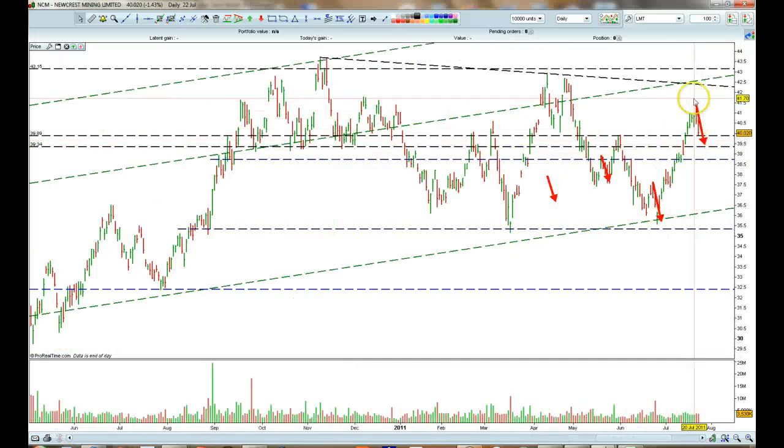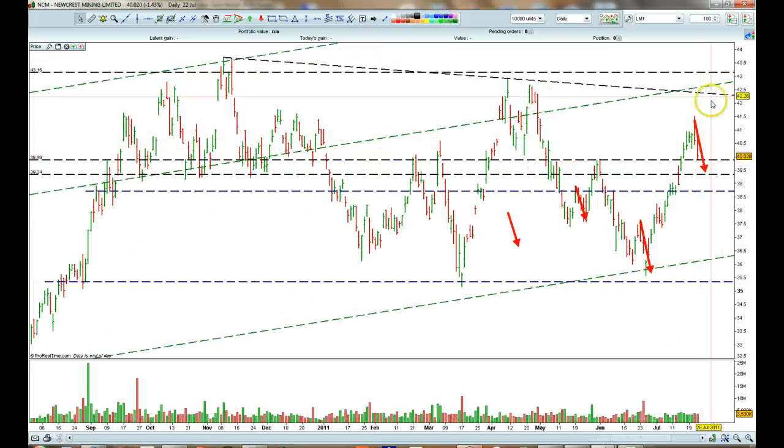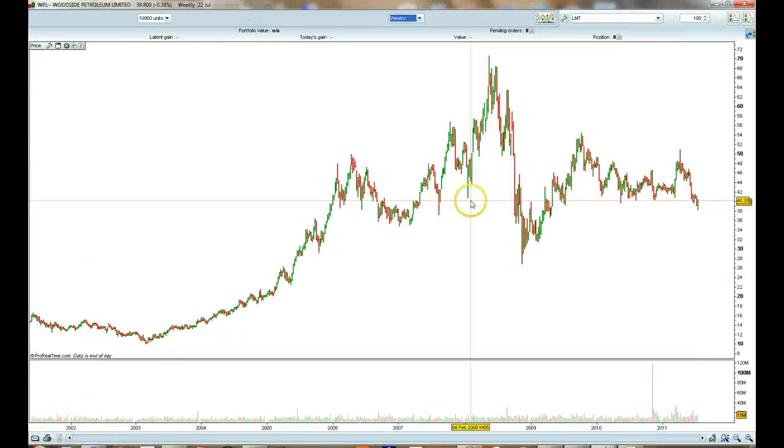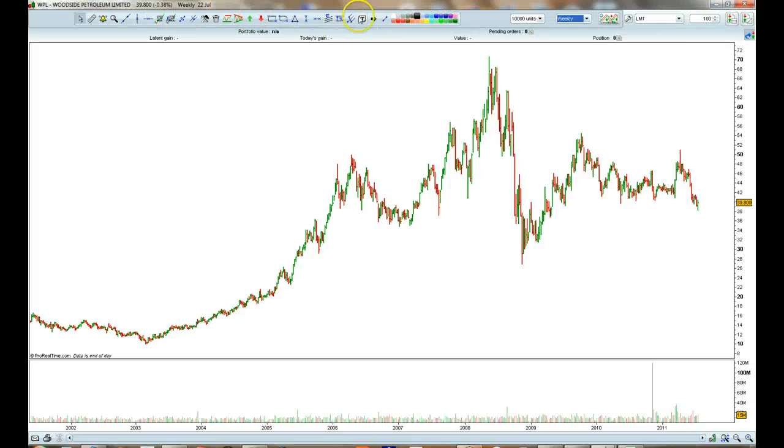You have broken a higher high. So we're looking for a lower low, a higher low now, and then you've got a bit of room before you hit those clusters. Anyway, that's NCM, and this is WPL, the weekly chart.